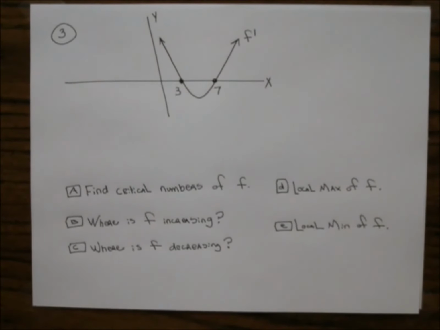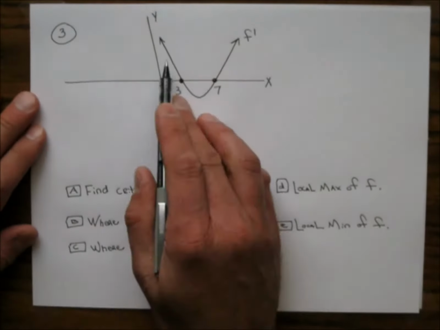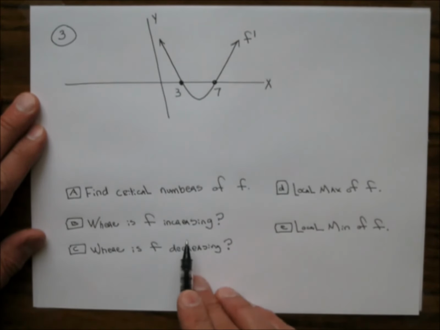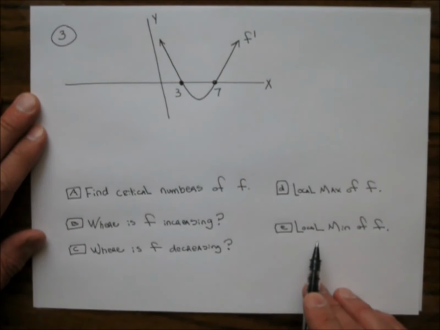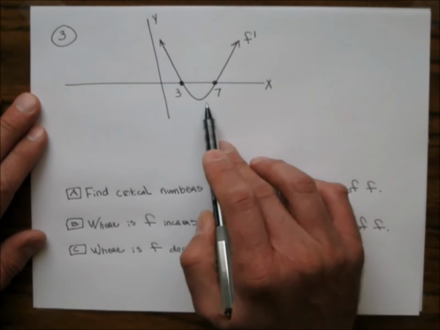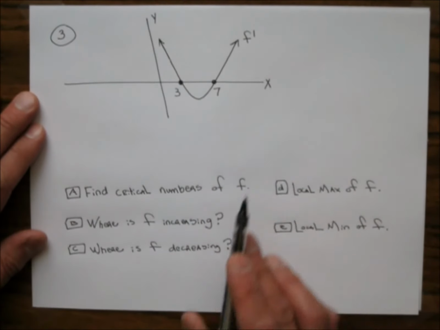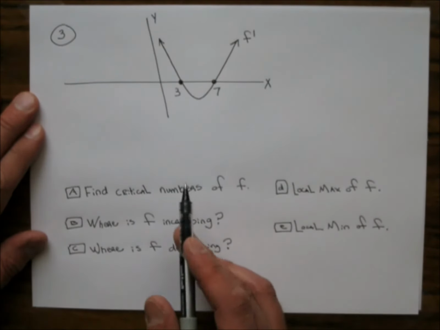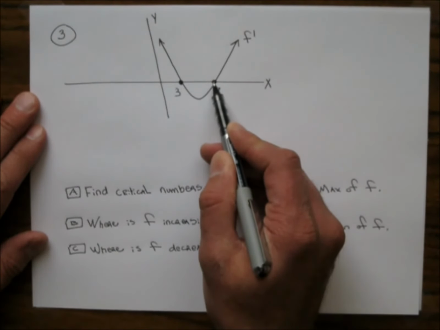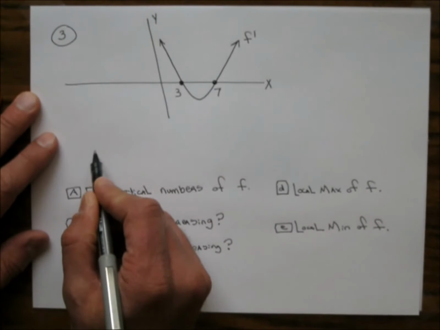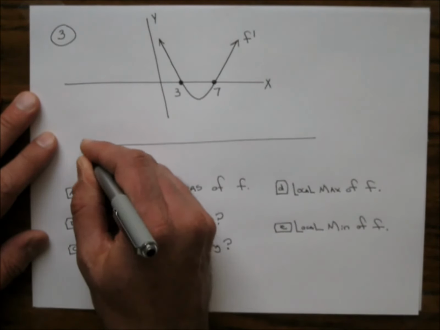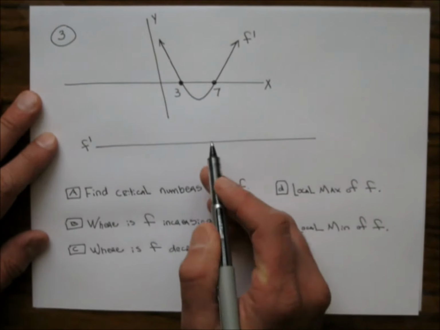So problem number 3, we're given a graph of a parabola, and they're asked to find the critical numbers, increasing, decreasing, local mins and local maxes, but of f, and not of what the parabola is, which is the derivative. If you get something like this in your homework, it seems like it's going to be a little difficult, but what I would suggest is drawing a number line, and that number line represents f prime.